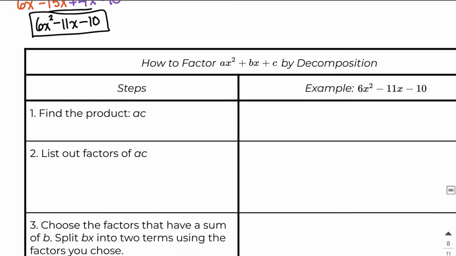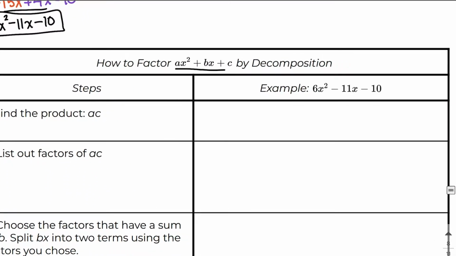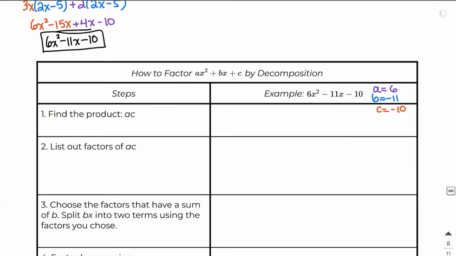So, how to factor by decomposition. We want to factor ax squared plus bx plus c by decomposition. There's an example here, 6x squared minus 11x minus 10. If you notice, ax squared is the 6x squared, bx is this negative 11x, and c is this negative 10. So here I can say that a is 6, b is negative 11, and c is negative 10.